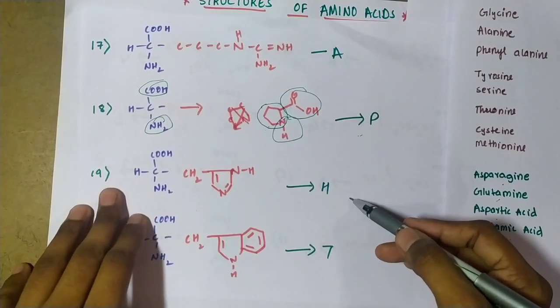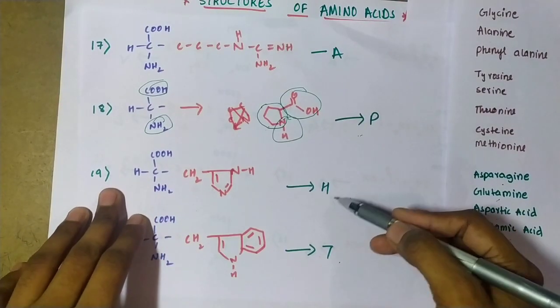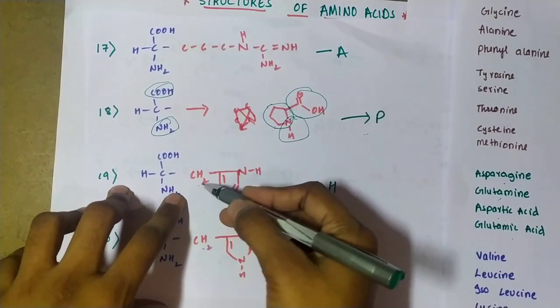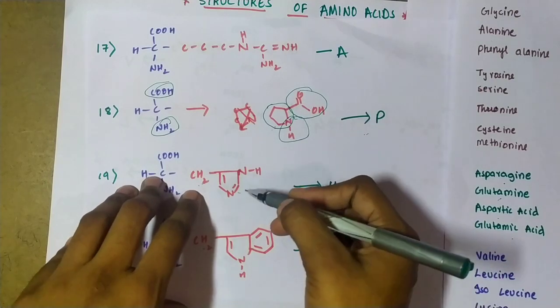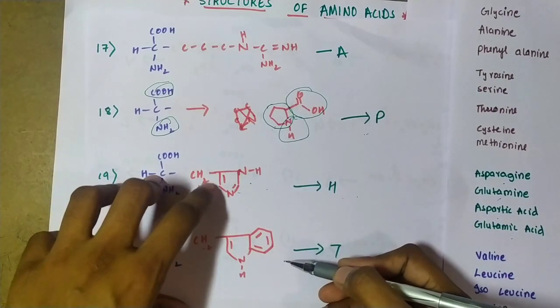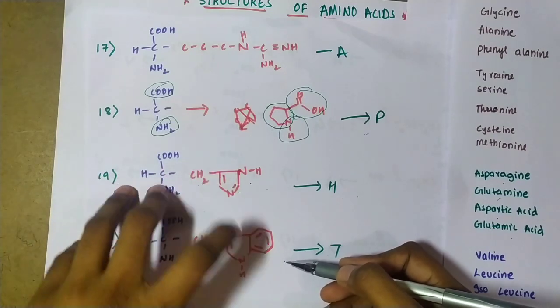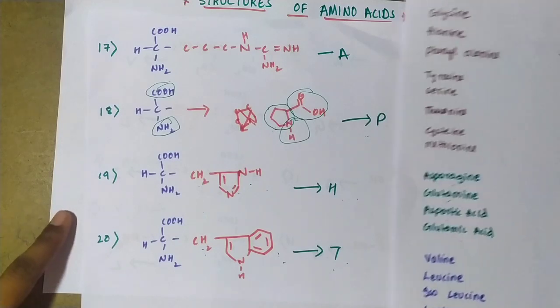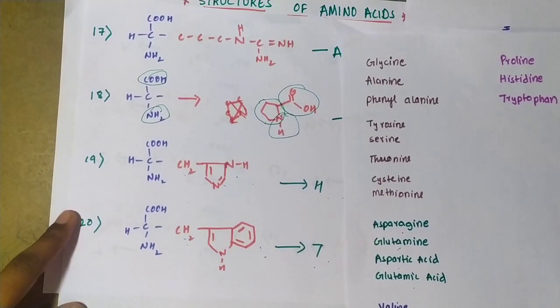Next amino acids are histidine and tryptophan. The difference between histidine and tryptophan is that in this case both have the CH2 group. Here there is an absence of a benzene group. Here there is a presence of a benzene group. So these two can be differentiated by the benzene group. So by this we will end the structures of amino acids.